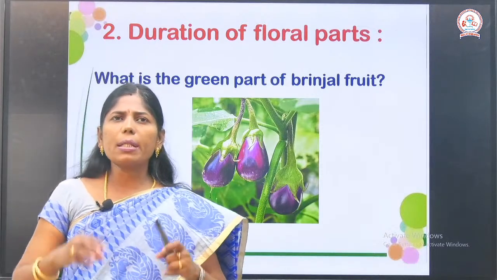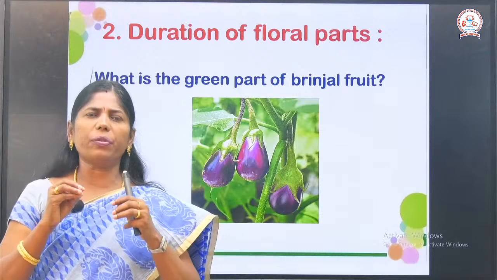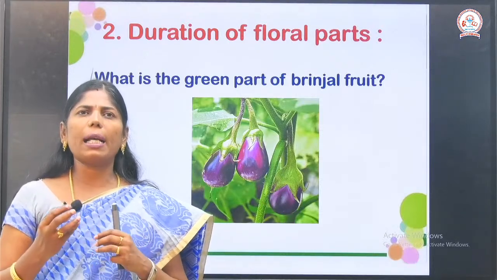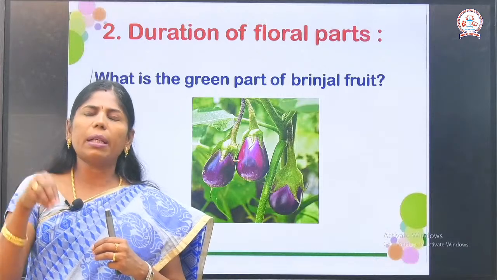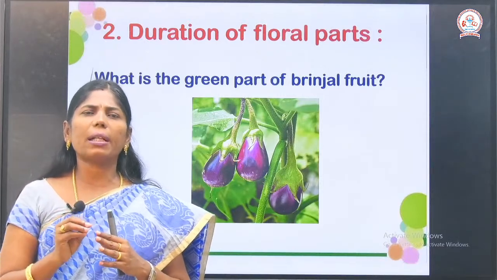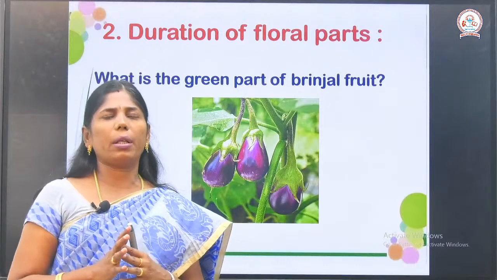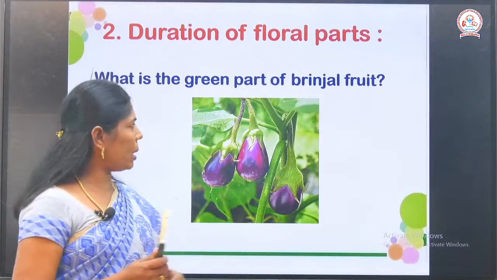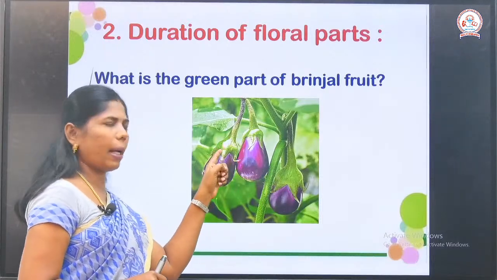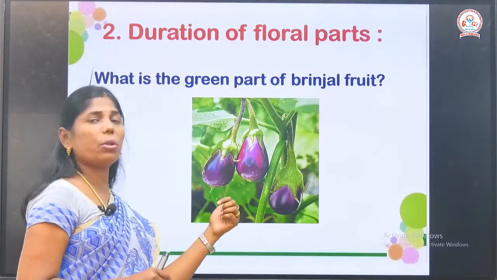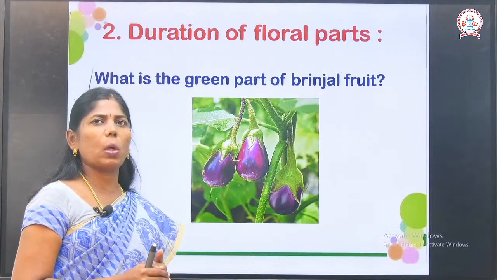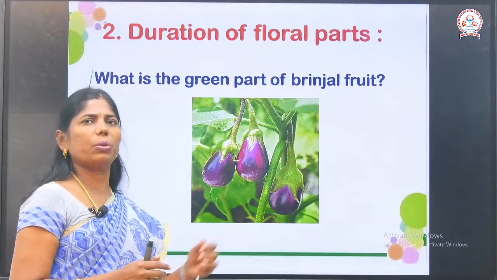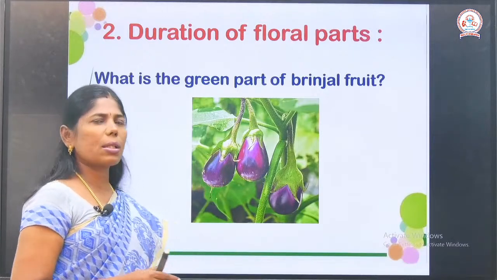Next we are going to see the durations of the floral parts, especially the calyx. What is the duration of the calyx in the fruit? In some flowers the calyx is present and still attached during fruit formation. In some flowers the calyx falls off very soon. Based on that, the durations of the floral parts are classified. You can see this is a brinjal. This is the calyx. Actually the calyx is attached to the fruit. That type of calyx is called persistent calyx, because it is still attached during fruit formation.